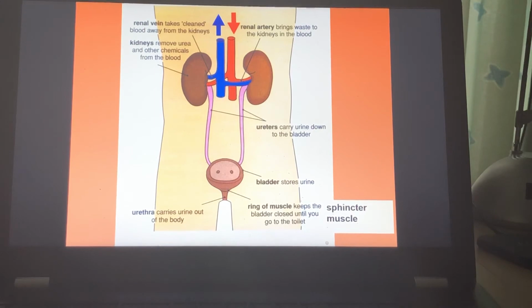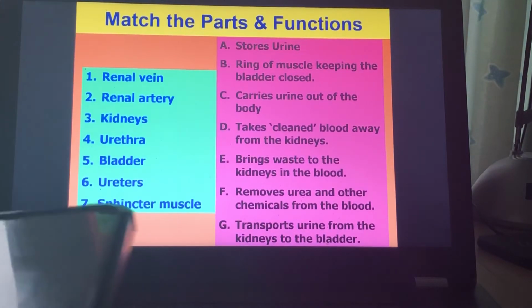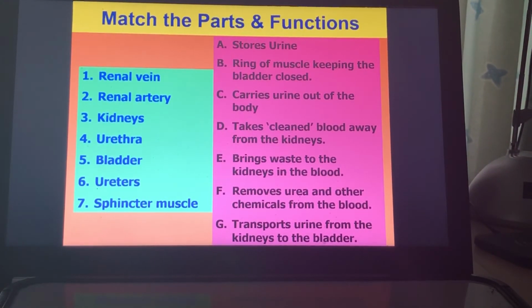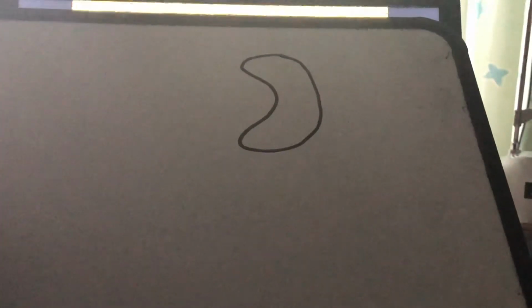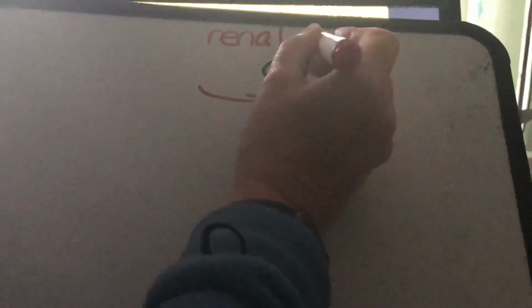We're going to test how well you've been listening. So we've got a list of the parts that we talked about, and we've got a list of what they do, their functions, and we're going to see if we can match the parts and the functions together. So if we start off by looking at kidney, we'll take this one here. There's kidney, and we've got a blood vessel which is bringing blood to the kidney. So that's called the renal, and hopefully you're saying artery.